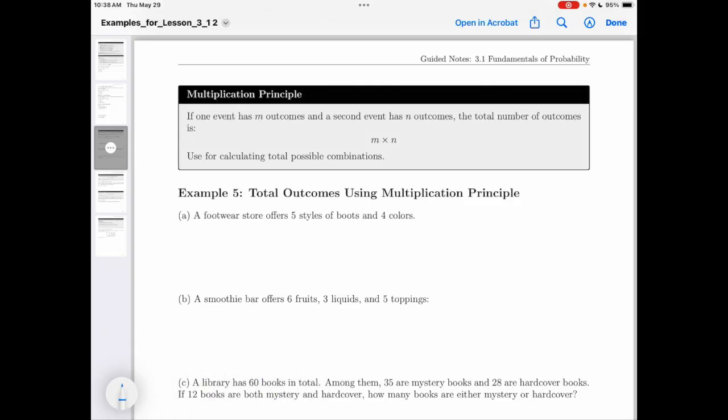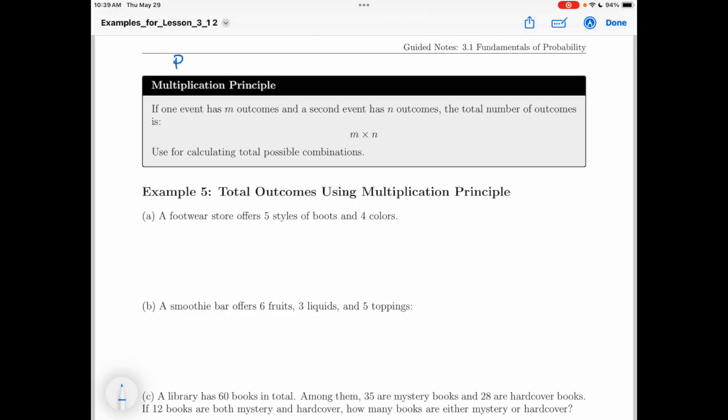So the previous example was a nice transition into discussing counting and the multiplication principle. Now, when we're trying to find probabilities, it's important that we are able to count the total possible outcomes because that's how we find our probability. Our probability is the desired outcomes out of the total possibilities.